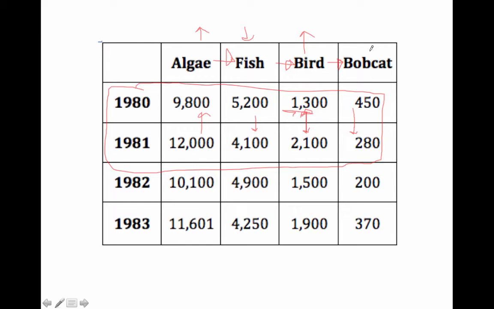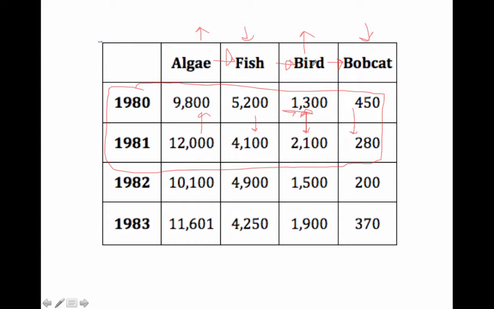So if I'm trying to figure out what happened first, let's look at algae. If the algae increased, would that cause the fish to decrease? No way, because they would have more food. If fish decreased, would that cause an increase in algae? Yes, because they would have fewer predators.